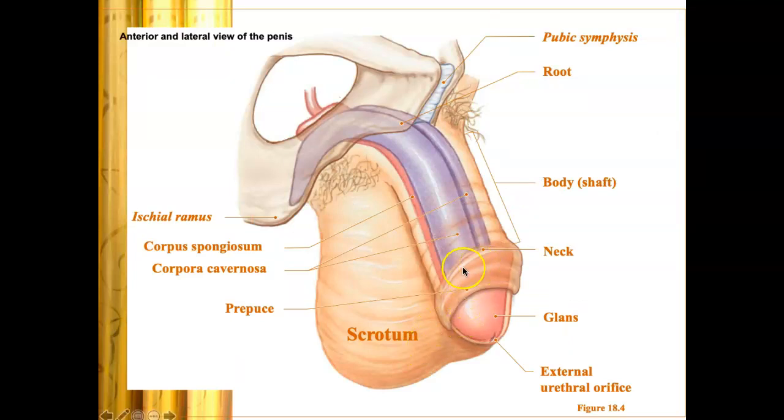This kind of weird picture shows the spongy tissue. So this purple column here is the spongy erectile tissue of the penis, called corpus spongiosum and corpora cavernosa. You don't need to know those terms. It's just erectile tissue. And that will fill with blood, and the blood will be trapped in there during an erection.